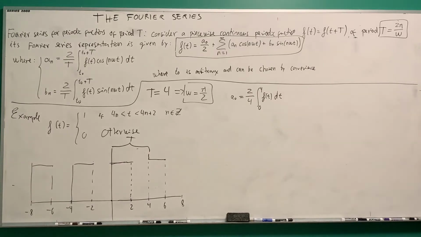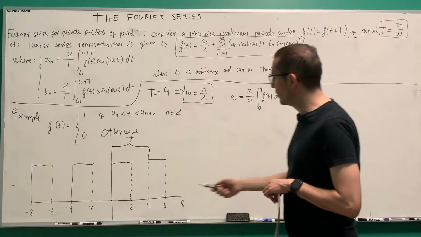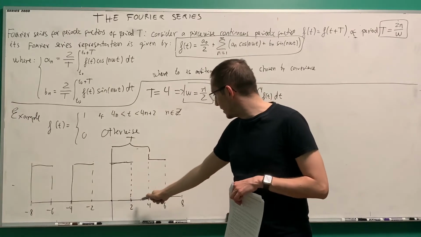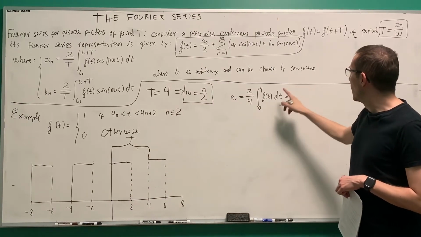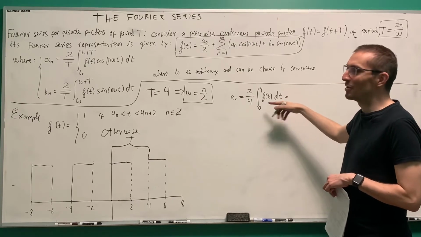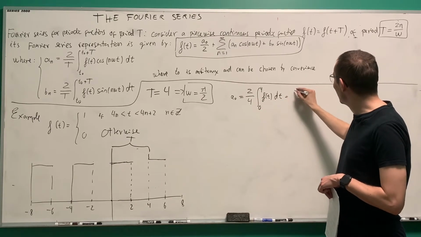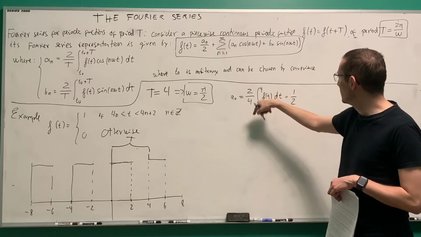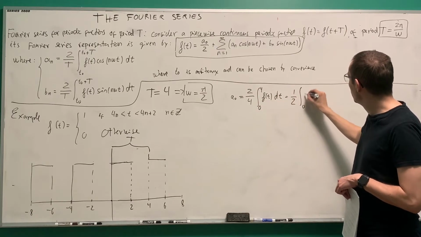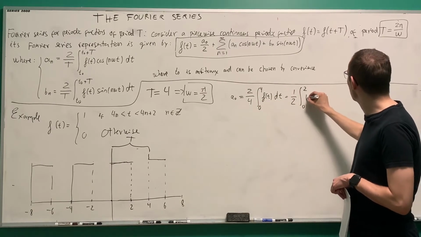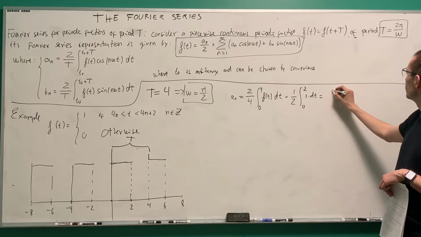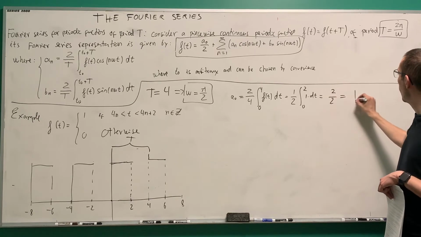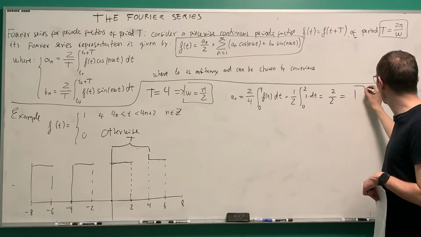Okay. Now, what is the integral from 0 to 4? If we do it, we see very clearly that it is 0 from 2 to 4, so this is also an even function. We could have done it like that, but anyway, let's do it as we have. This is 1 over 2 times the integral from 0 to 2 of 1 dt, right? So this thing is actually 2 divided by 2 equals 1. A0 is 1. Wonderful, we have A0.